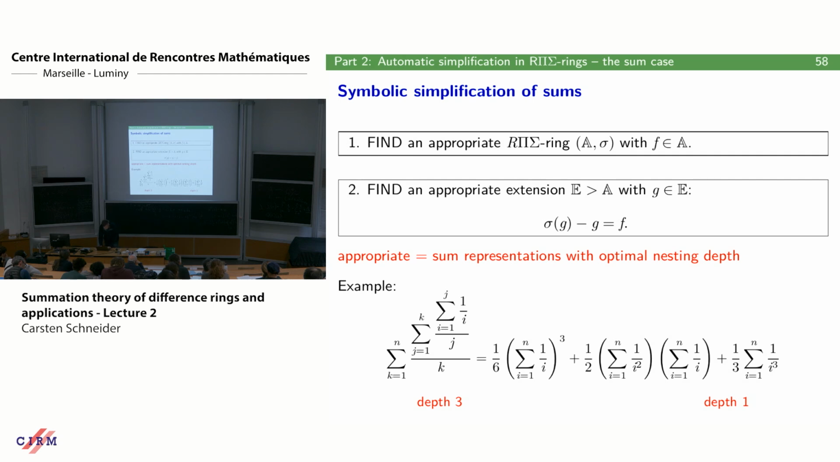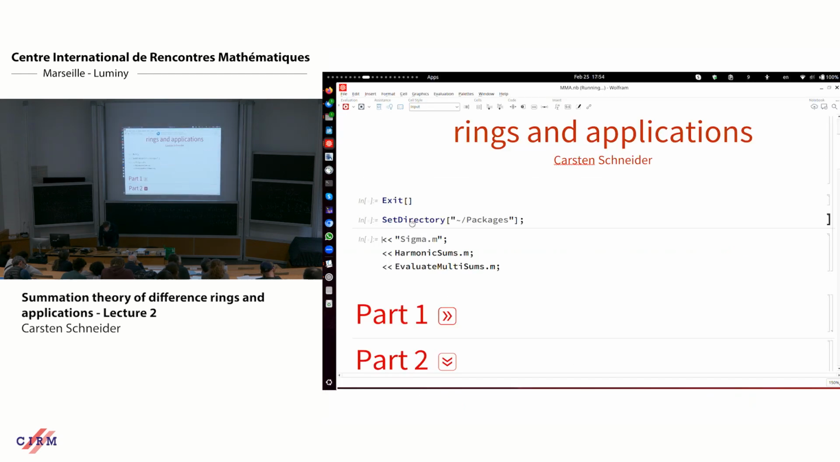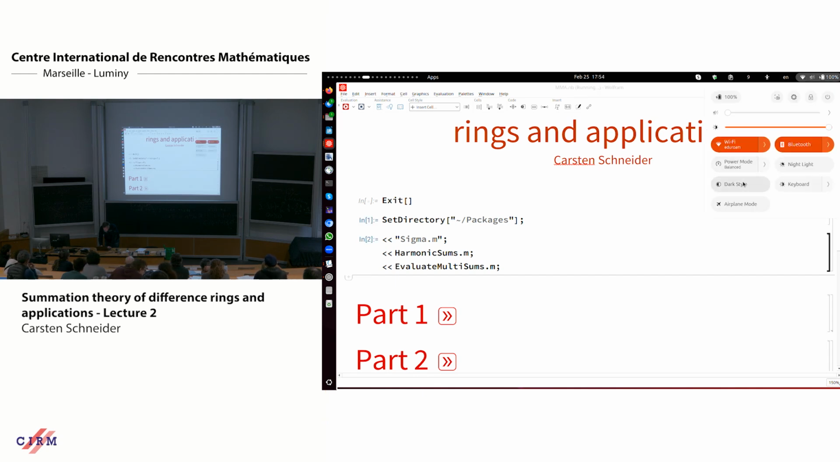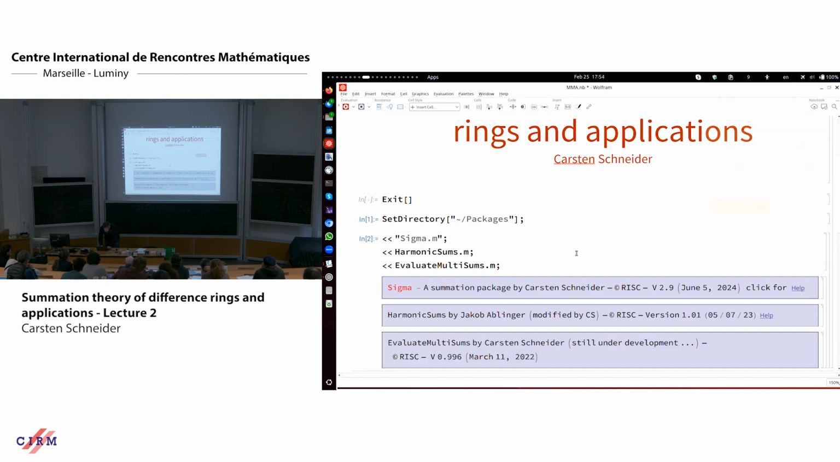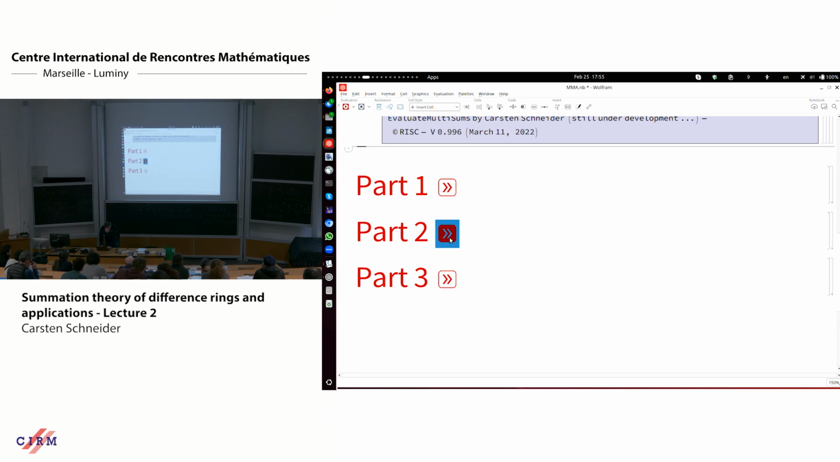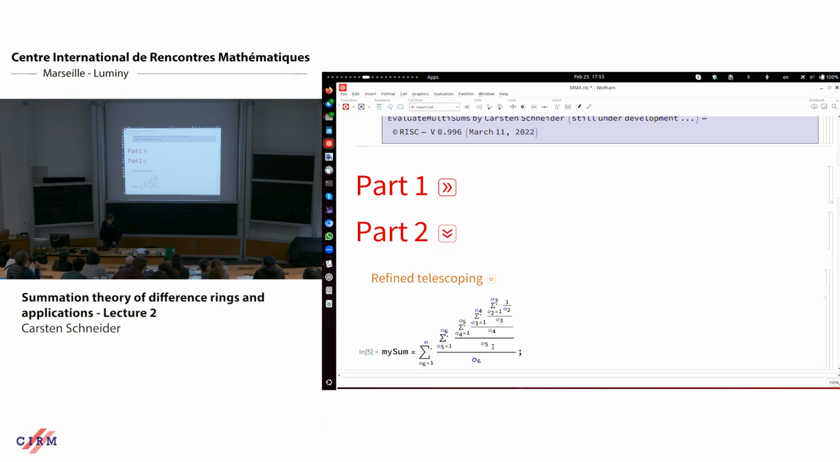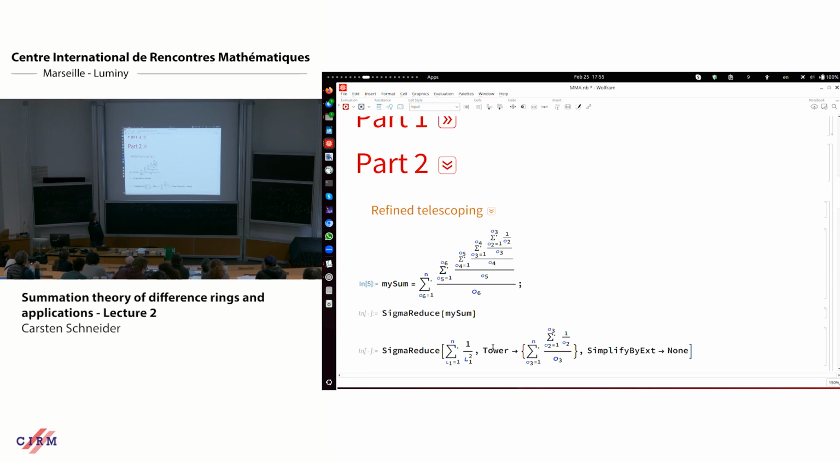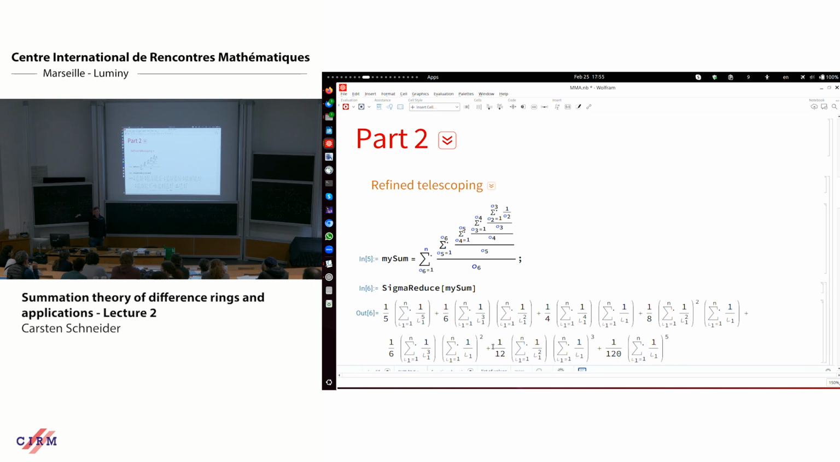And let me show you some examples. Okay, let's go here. This is a typical example of, I don't know, a 1, 2, 3, 4, 5-fold sum. And if you apply sigma reduce, you can flatten the sums. Okay? By some extension, so iteratively extend the difference ring, and I get a nice difference ring extension, not a naive one.